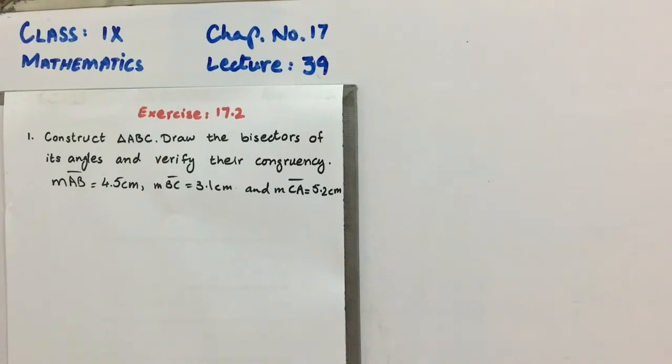In question number 1 we have to draw the bisectors of a given triangle ABC whose lengths of sides are given as you can see. Measurement AB is equal to 4.5 centimeters, measurement BC is equal to 3.1 centimeters and measurement CA is equal to 5.2 centimeters. It's your choice to take any one of these line segments as base. I am taking AC as the base of the triangle. So let's start our work.